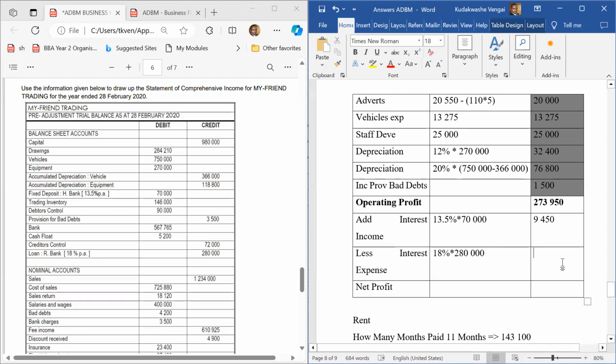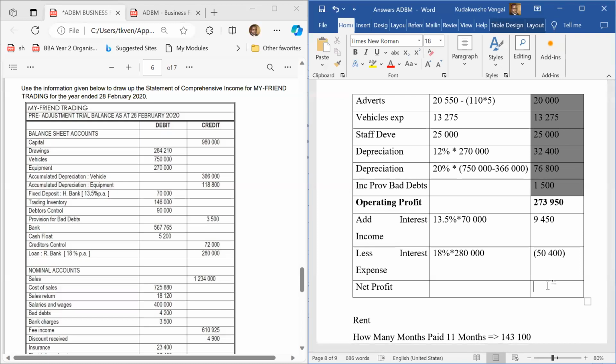And then you've got 50,400. I just calculated the annual and put the annual there. You can calculate the outstanding and add it to the whatnot, but you arrive at the same answer at the end of the day, right?